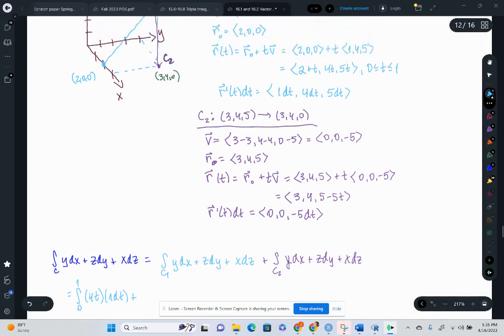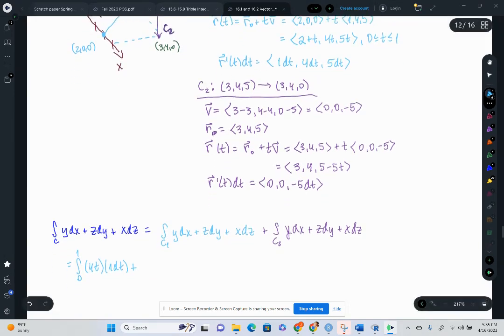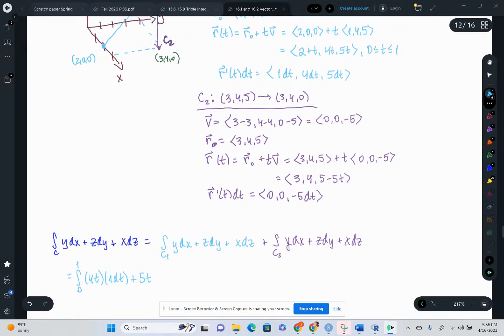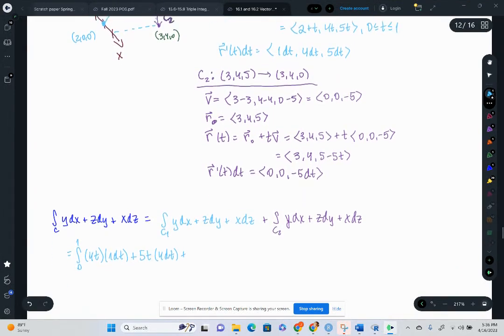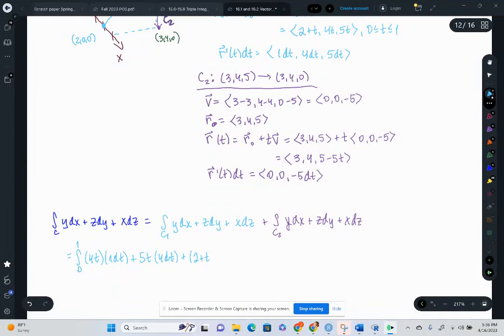Plus z from r of t, that's 5t, times dy, which is 4 dt. Plus x, which is 2 plus t, times dz, which is 5 dt. Okay, that's the line integral over C1 plus the line integral over C2.